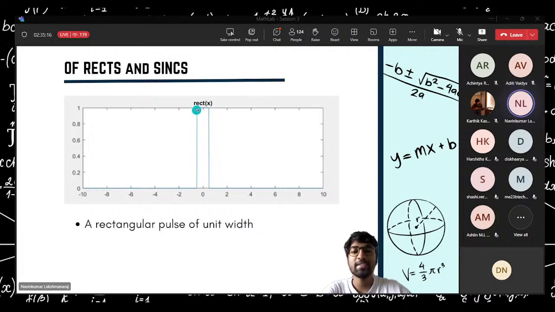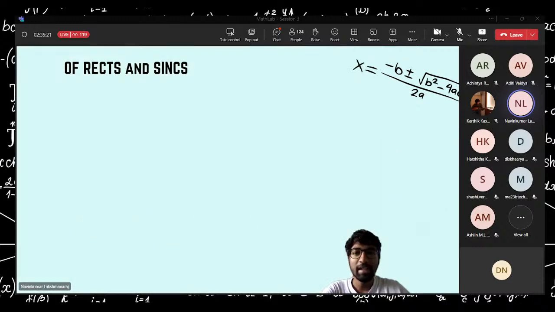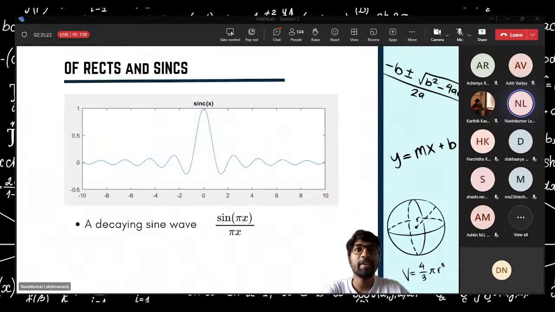The rect of x is something you can use to restrict some function within a particular domain. And the sinc of x comes out naturally in something like, let's say, interference. A lot of you would have probably studied interference in grade 12. There you'd have seen that the intensity of the light interfering at some point on the screen is proportional to sin squared x by x squared. So that is what the sinc function is.